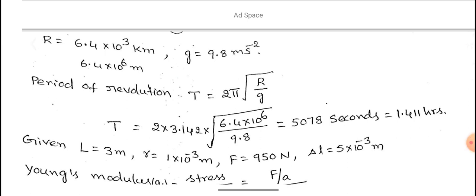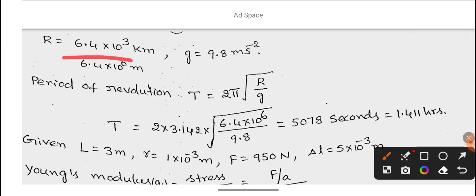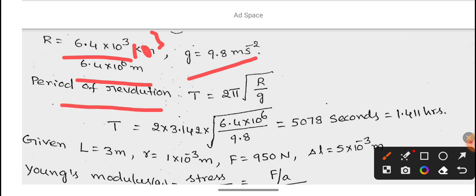The radius is given as 6.4 into 10 to the power of 3 kilometer. Kilometer is 10 to the power of 3 meter, so it is 6.4 into 10 to the power of 6 meter. The acceleration due to gravity is 9.8 meter per second square. The period of revolution of the satellite is given by T equals 2 pi into square root of R by g. Put the values: pi is 3.142, radius is 6.4 into 10 to the power of 6, because it is in kilometer we must change into meter, and g is 9.8.